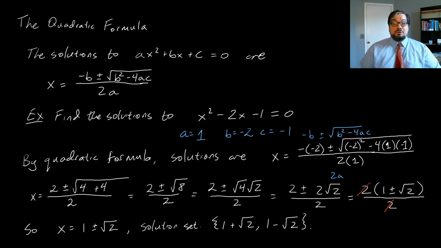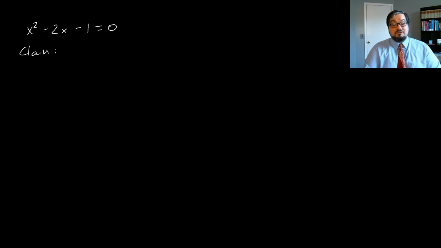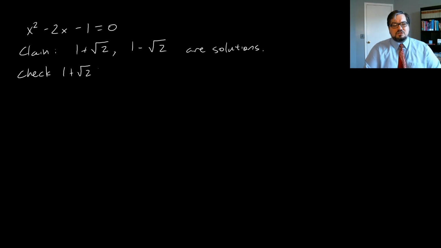Now, before we go on to some more examples, let's check that these numbers are in fact solutions to this equation so that we can have some confidence that the quadratic formula is actually giving us solutions to the equation. So we're looking at the equation x squared minus 2x minus 1 equals 0, and the claim that the quadratic formula gives us is that 1 plus square root of 2 and 1 minus square root of 2 are solutions. So let's check the number 1 plus square root of 2.